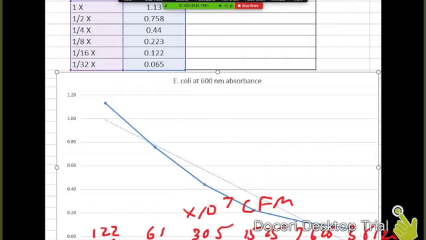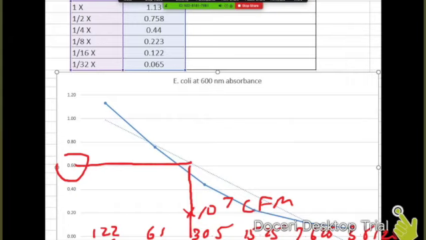And so now if we have a tube of bacteria that we don't know the concentration of, we don't have to go through the serial dilution multi-step process. We just have to put it in the spectrophotometer, and if it reads out a 0.6 for absorbance, we run straight across until we hit the dotted line, the best fit line, and then we come straight down, and it's just shy of 30.5 times 10 to the 7th CFUs.